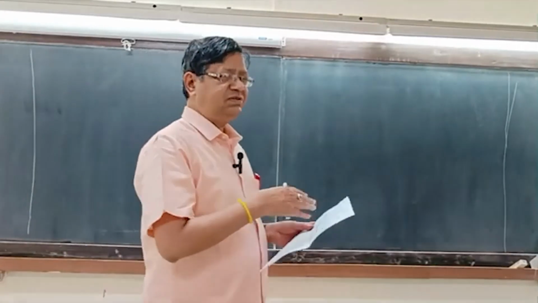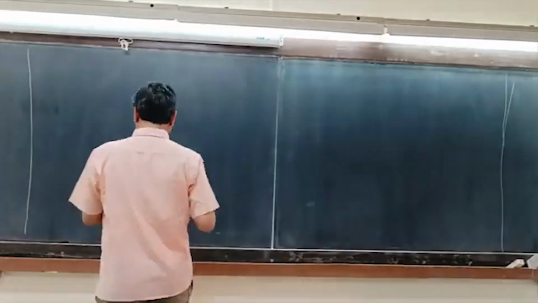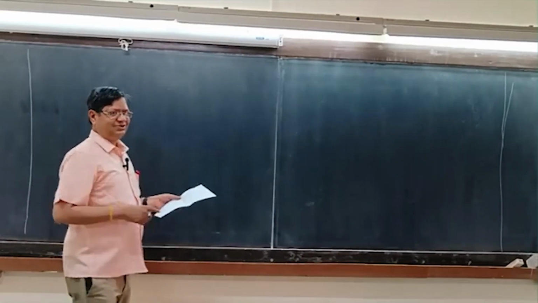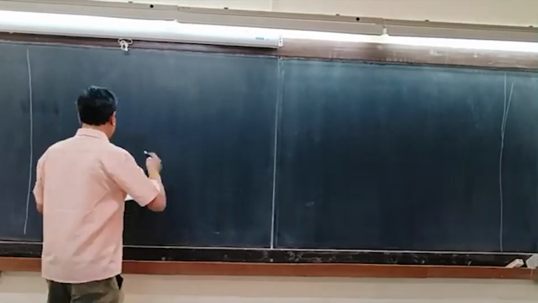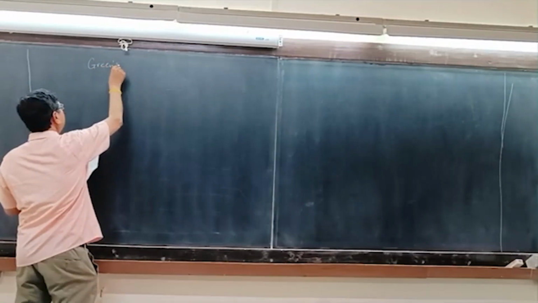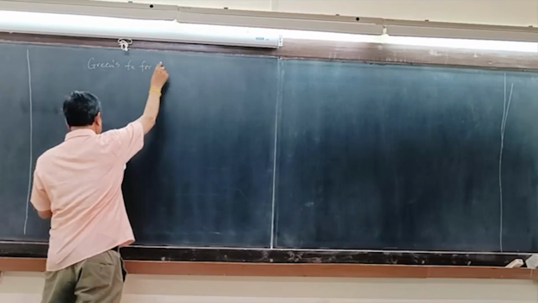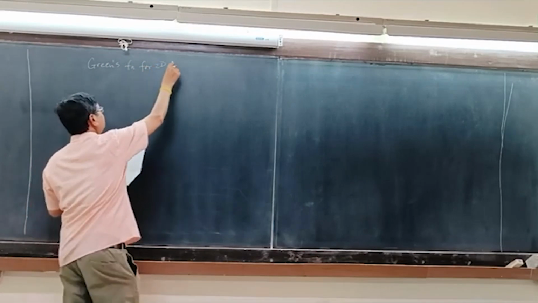So I'll solve these questions of the midterm. I'll also write some parts of the question. Okay, so Green's function. This is the objective part: Green's function for the 2D Poisson equation.